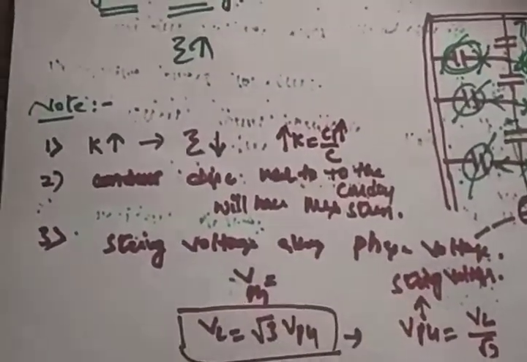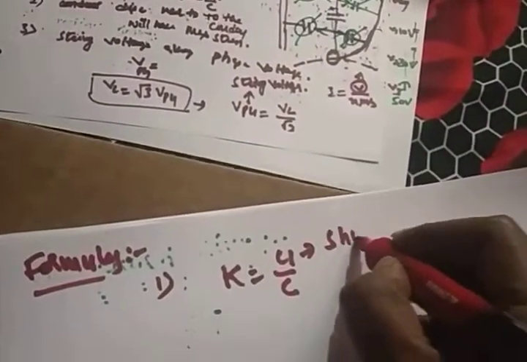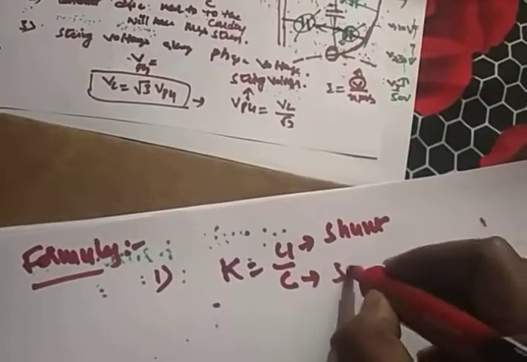So while doing the problem, we need to consider these things and discuss the formulas also. In the next session, we'll start the problems, right? So what are the formulas that we need to consider? The first formula is K is equal to C1 by C, where C1 is the shunt capacitance and C is the self capacitance.